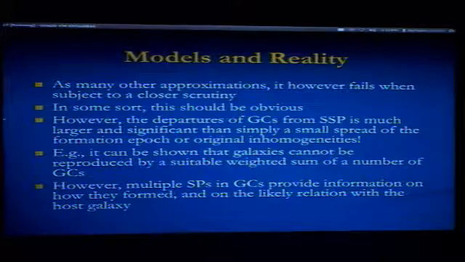Approximations are used for all kinds of things. If you make an approximation, of course, there may be some departure from it. But in the case of globular clusters, the departure from the single stellar population approximation is much larger and more significant than simply a small spread in some quantities like the formation epoch or some original inhomogeneities in the chemical composition.